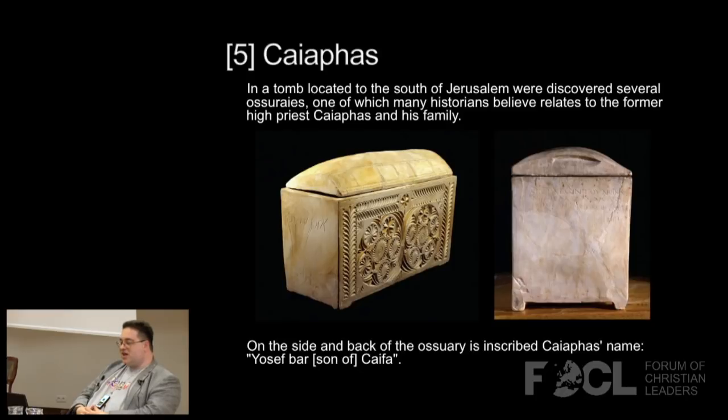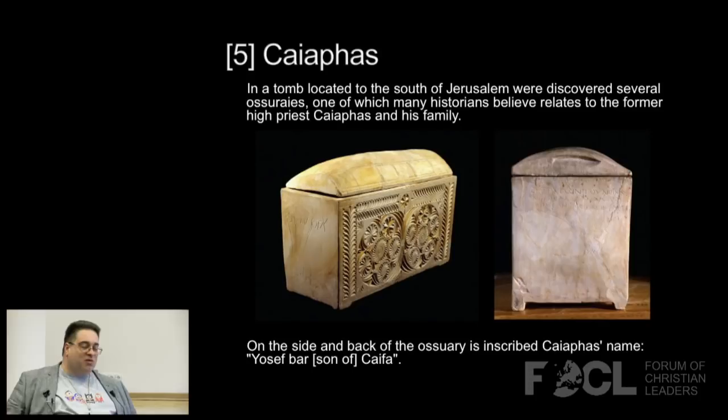So this particularly fancy bone box here, many historians believe relates to the former high priest Caiaphas and his family. On the side and back of the ossuary is inscribed Caiaphas' name. In the inscription, Joseph Bar, son of Joseph Bar Caiapha, or Caiaphas. So this is actually the bone box of the son of Caiaphas.